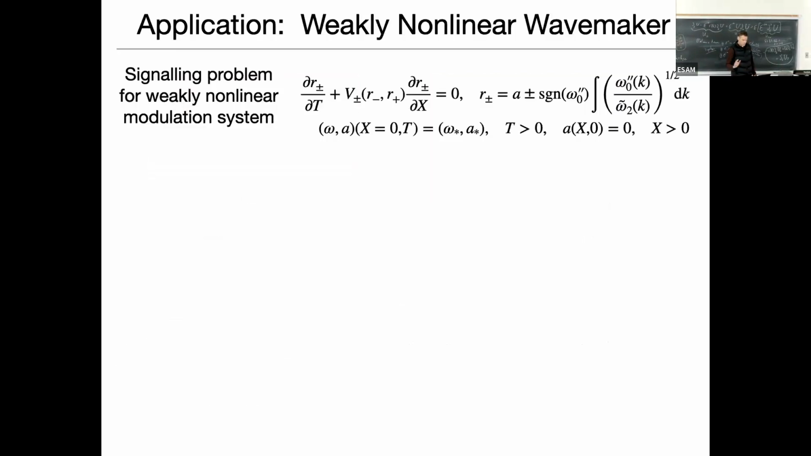Okay, so let's now apply this to this wave maker problem in the regime of stable. So we have real characteristic velocities. I give a signaling problem. There's now two equations. I have to give an amplitude and a frequency at the boundary, and I look at what happens. Okay.